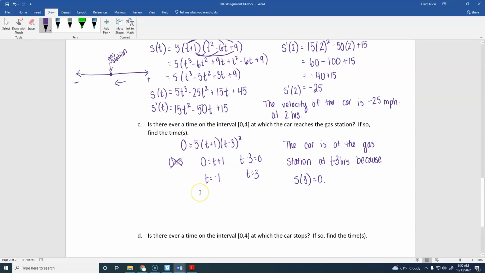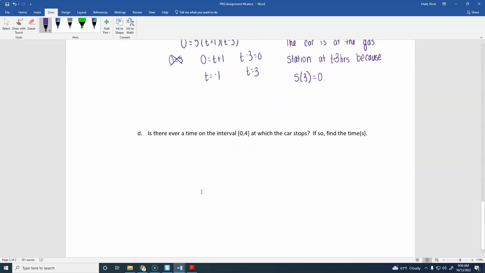Everybody okay here? All right. Last part says, is there ever a time on the interval from 0 to 4 at which the car stops? If so, find the times. So when the car stops, what can we say about the car then? Its velocity equals 0, right? If you were stopped, your velocity is 0. So stopped right here tells us that we're looking at when velocity equals 0. And velocity is s prime.